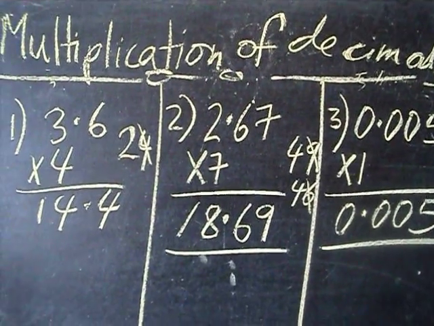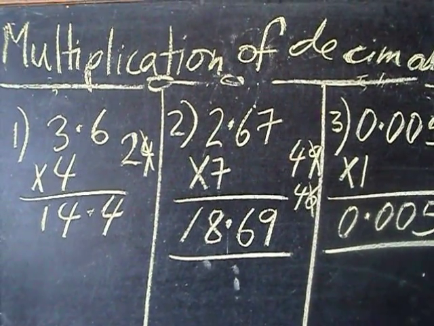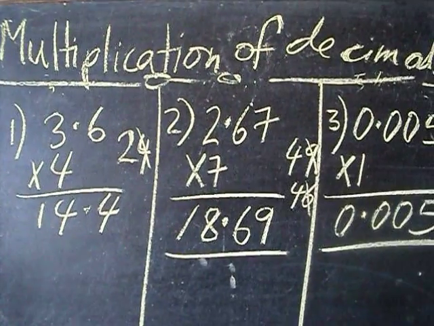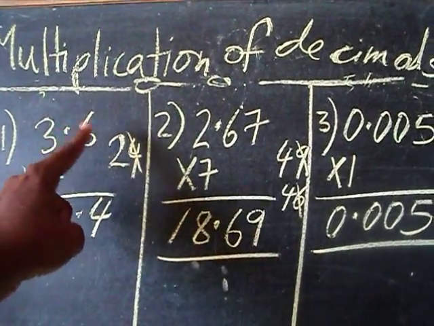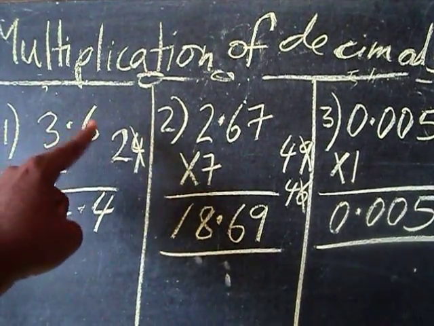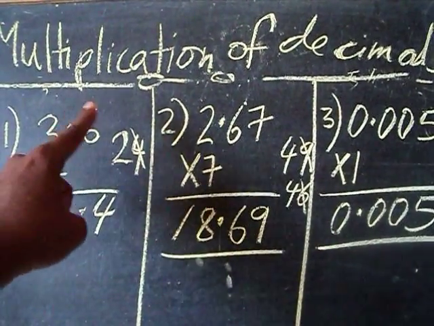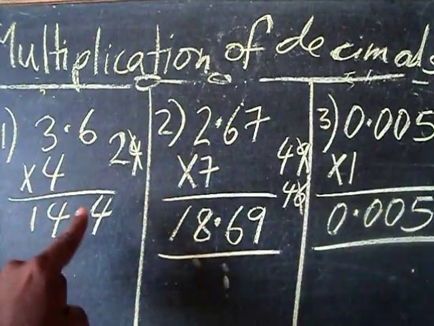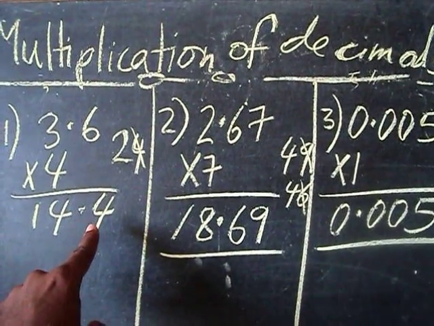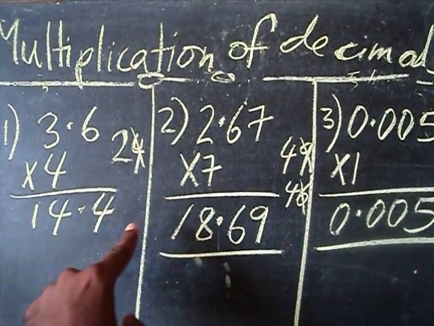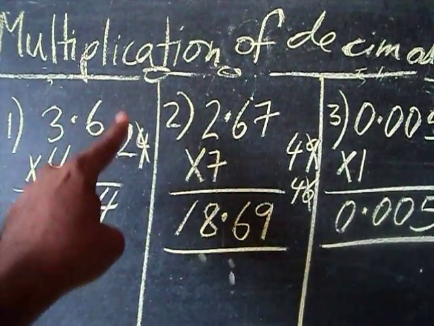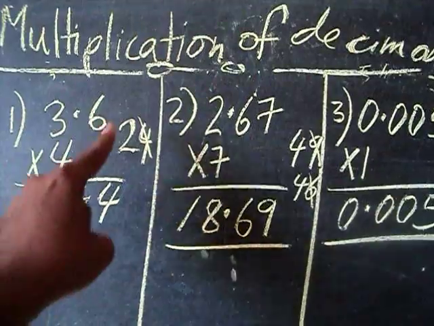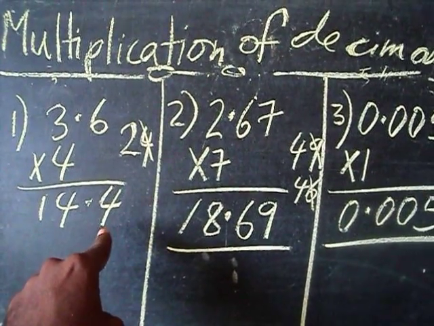Multiplication of decimals. In multiplying decimals, you must note that the number of decimal places you have when multiplying will determine the number of decimal places in your answer.